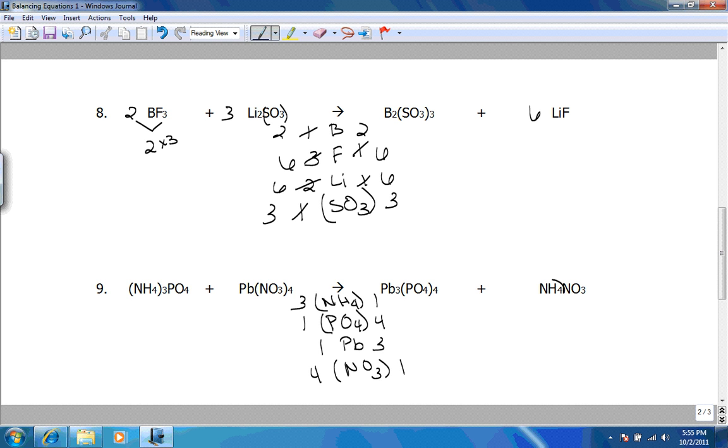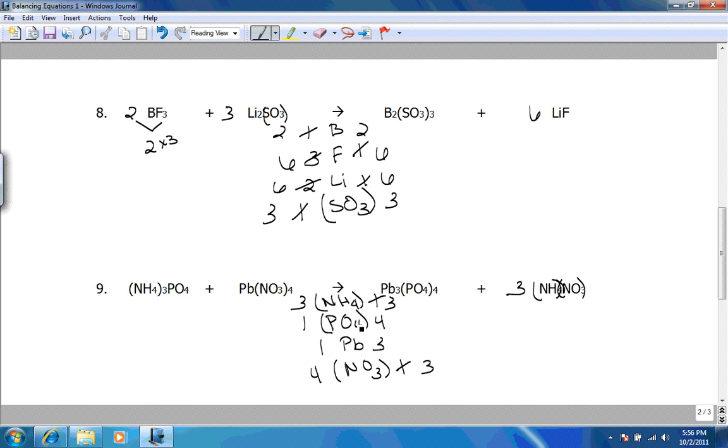Okay, starting with the ammonium, with the NH4. 3 on the left. We're going to multiply this one by 3. So that way that makes that 3. But that also changed the nitrate in the process. We now have 3 nitrates. This could get to be a tricky one.